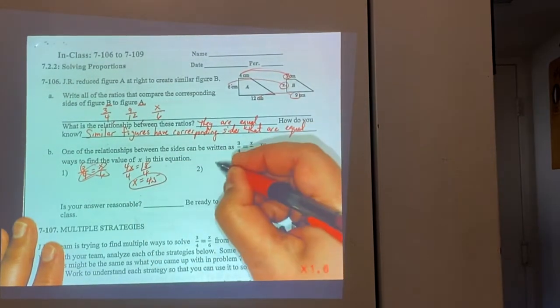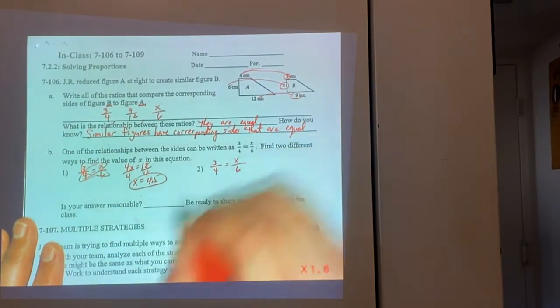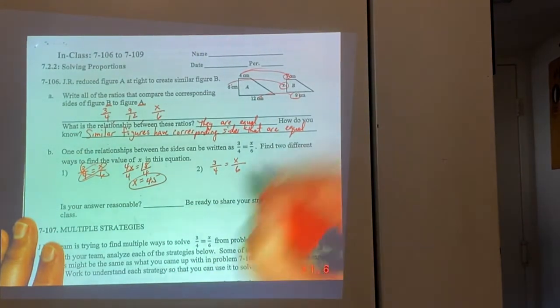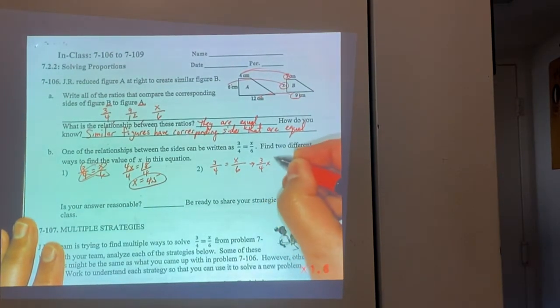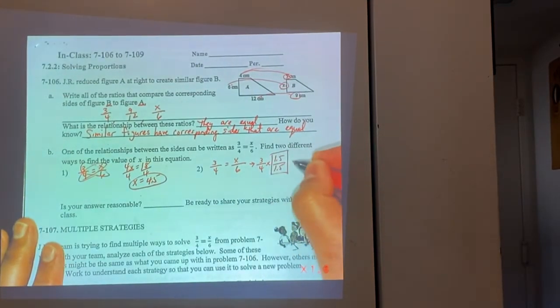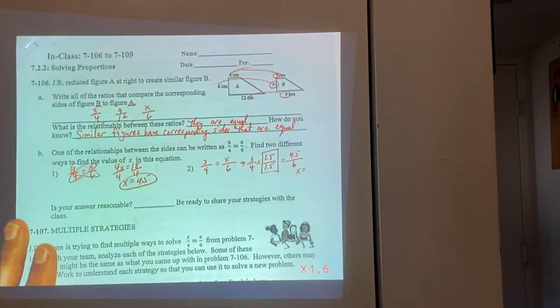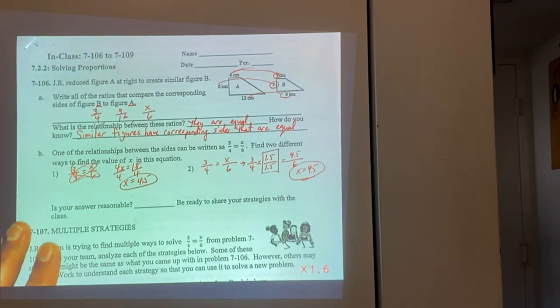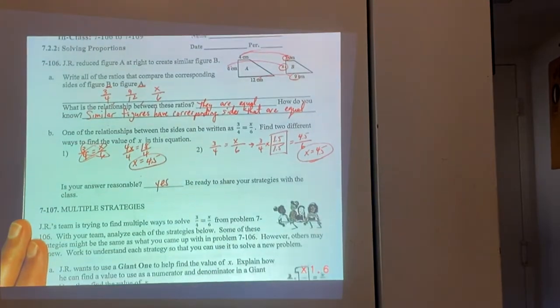Or, number 2, you could do 3/4 equals X over 6, and we use our giant 1. So then you do 3/4 times a giant 1 of 1.5 over 1.5. And then 3 times 1.5 is 4.5 over 6. So X equals 4.5. Same answer, 2 different ways to get there. Is your answer reasonable? Yes, because we did it twice and got the same thing.